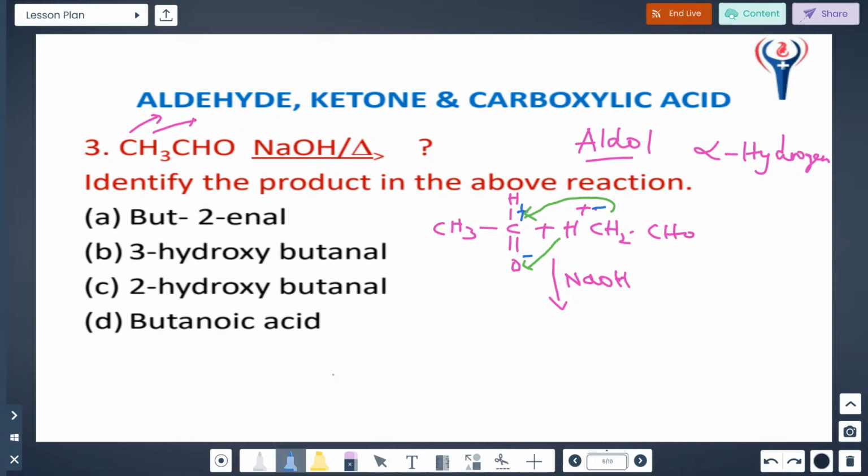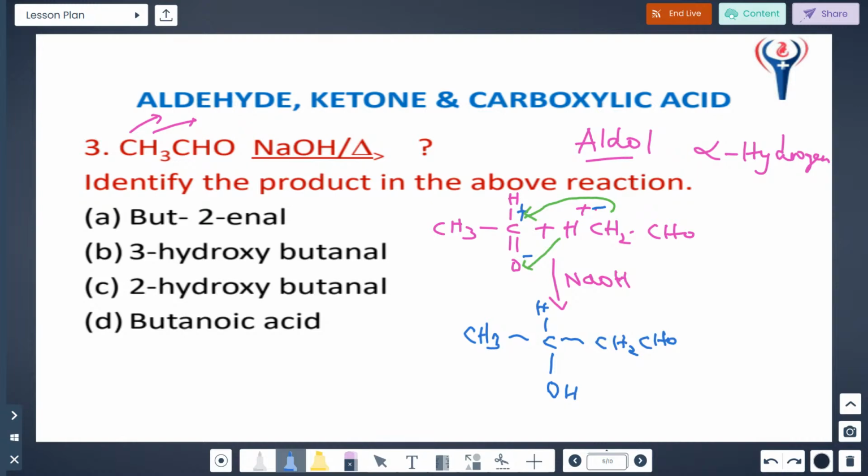Now, what's the product? Tell me. CH3, then C, here H, here down. Already oxygen is present. Now H is coming, so it becomes OH. Understood? Now here the CH2CHO group comes and joins with this carbon. Now CH2CHO. Understood?